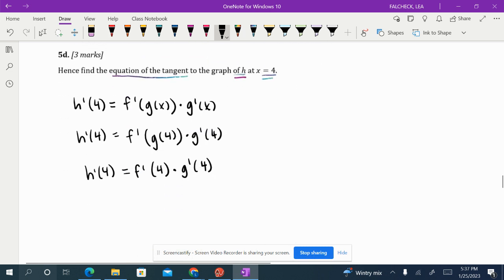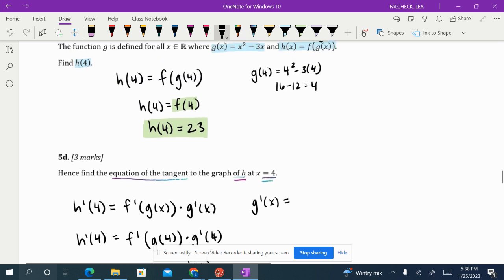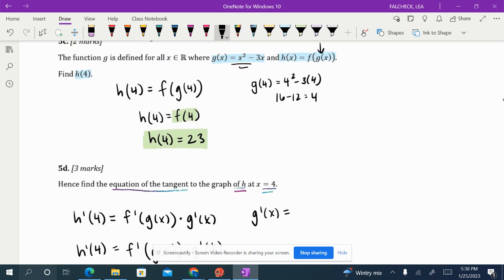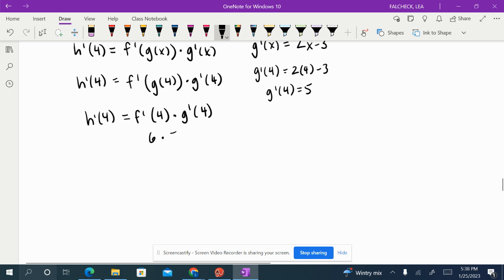It's 6. And then g prime of 4, I don't know, but I do know that we could find g prime of x because we were given g of x up here. So g of x is x squared minus 3x, so g prime of x has to be 2x minus 3. And then we can just evaluate that. So g prime of 4 is going to be equal to 8 minus 3, which is 5. Now we have h prime of 4 is equal to 6 times 5. So therefore, the derivative at x equals 4 is going to be equal to 30.